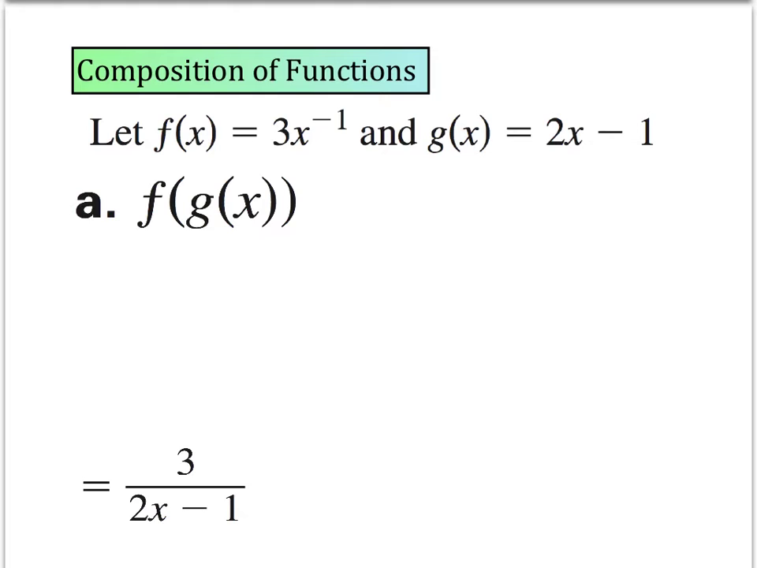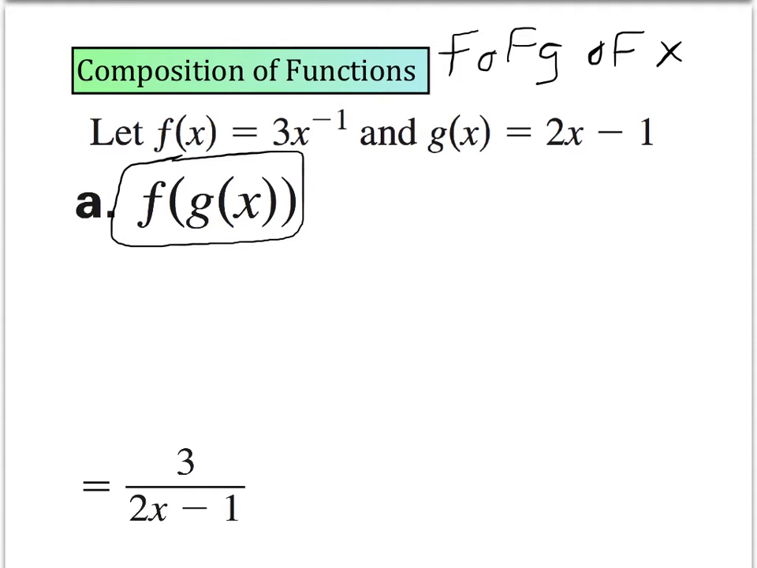For our first example, we're going to have our f of x equals 3x to the negative 1, and our g of x equals 2x minus 1. The way we write this is f of g of x. So the way we say that is f of g of x. Let's make sure we're saying that correctly in class.